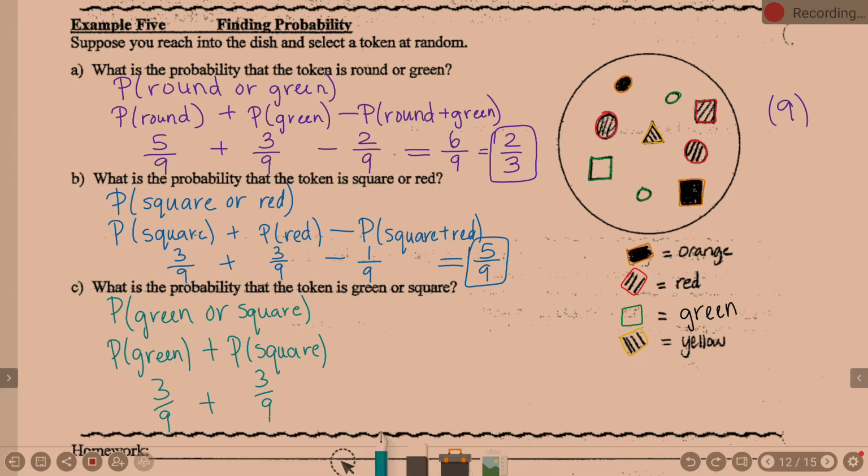Are there any pieces that are green and squares? Yes, so since there's pieces that are green and squares, we need to subtract the overlap. So we're going to subtract any that were green and square. Levi says 1. Is that right? Yeah, green and square, 1/9. 3/9 plus 3/9, 6/9 minus 1/9 is 5/9.